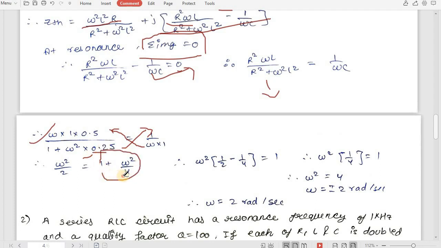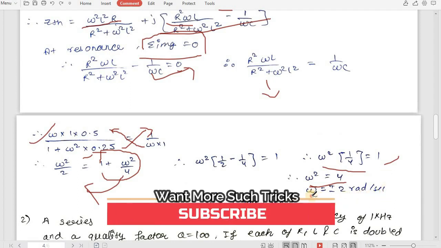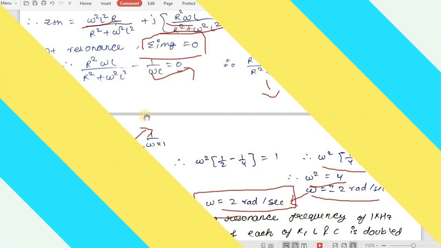Now if we take this omega square by 4 this side, we will get omega square by 2 minus omega square by 4. So it is nothing but 1 by 2 minus 1 by 4, so it will be 1 by 4 itself. So we will get omega square by 4 equals to 1, so omega square is 4. If we take the square root, we will get omega equals to plus minus 2 radians per second. We cannot get negative frequency, so we will say that our omega will be 2 radian per second. So 2 radian per second is our answer for this question.